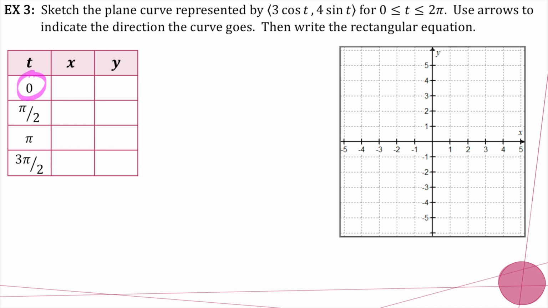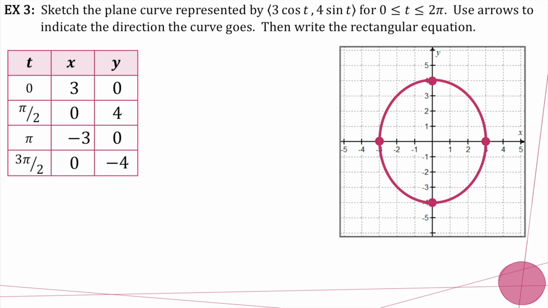If you plug in 0 to our x component, you get 3. If you plug in 0 to our y component, you get 0. If you plug in pi over 2, you get 0 and 4. And notice I'm plotting these as I go. If you plug in pi, you've got -3 and 0. And if you plug in 3 pi over 2, we've got 0, -4. So we'll connect those dots and look, we have an ellipse. But we do want to indicate the direction the curve went as we were plotting it through time.